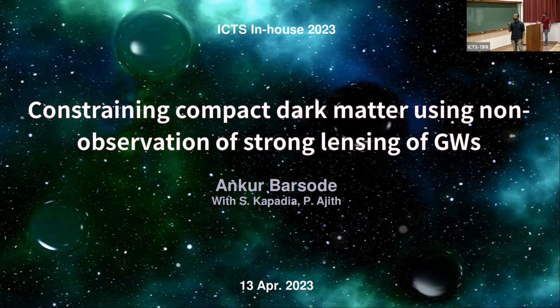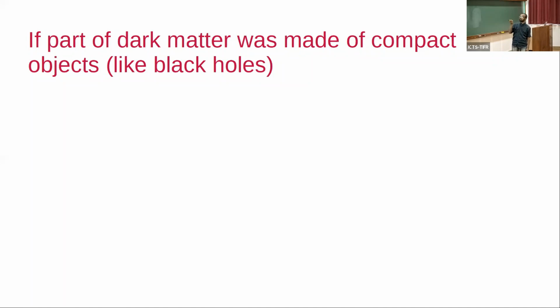I'm going to talk about a project which I've been working on for a while now with Ajit and Shashwat. Shashwat is at Ayuka now. So the title is Constraining Compact Dark Matter Using Non-Observation of Strong Lensing of Gravitational Waves. That's a complicated title, so let's start by breaking it down into the core idea.